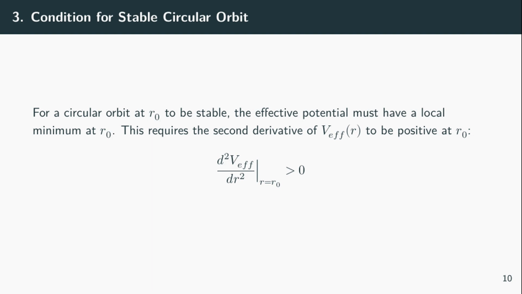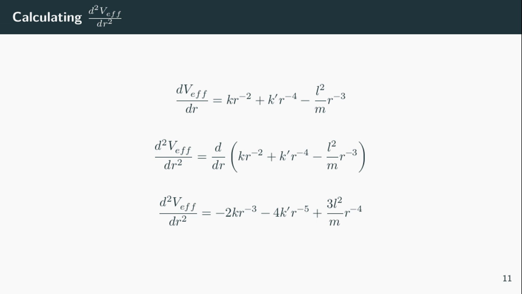For a circular orbit at r0 to be stable, the effective potential Veff must have a local minimum at r0. This requires the second derivative of Veff with respect to r evaluated at r0 to be strictly positive. So d squared Veff over dr squared evaluated at r equals r0 must be greater than 0. Let's calculate that second derivative. We know the first derivative dVeff over dr is k r to the power of minus 2 plus k prime r to the power of minus 4 minus L squared over m r to the power of minus 3.